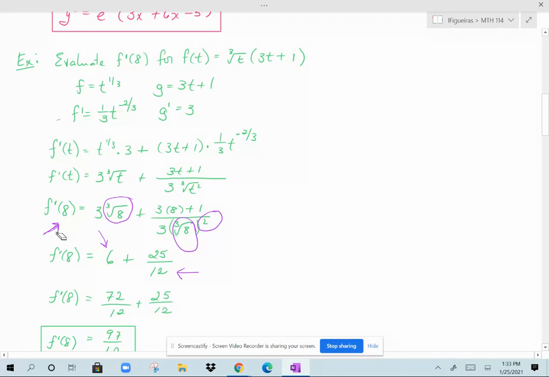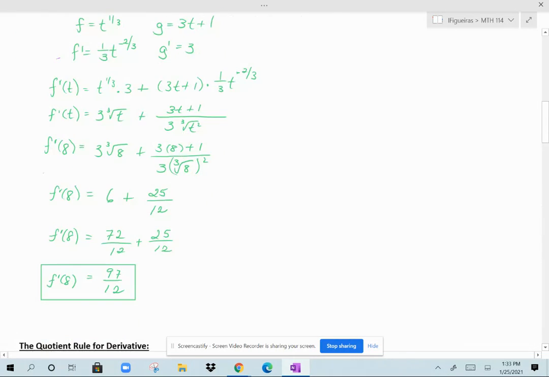My numerator is 25. And then in order to add 6 and 25 over 12, I do need a common denominator. So the 6 gets multiplied by 12, numerator and denominator. So it got multiplied by 12 over 12. That gives us 72 over 12 plus 25 over 12. And so my value is 97 over 12.